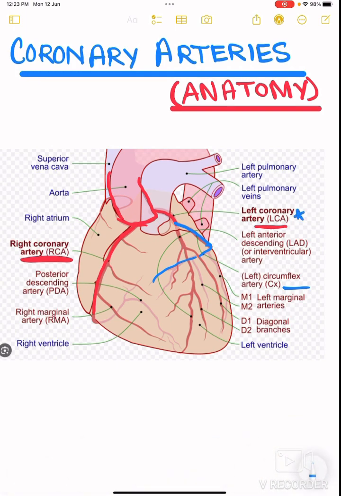Another branch of the left coronary artery goes directly down. This is nothing but the left anterior descending artery. This is the left anterior descending artery, and this particular branch is the left circumflex artery.